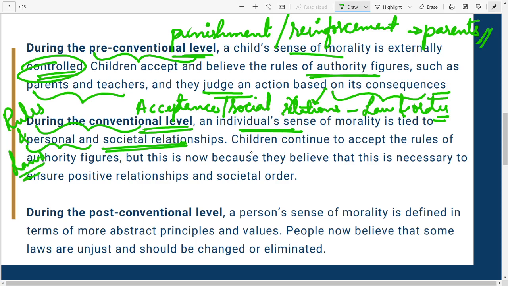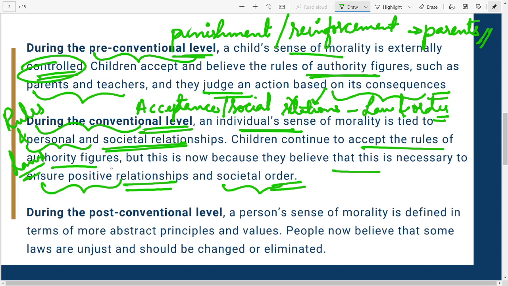So children, if there are children in this stage, they continue to accept the rules of authority figures, but this is now because they believe that it is necessary to ensure positive relationships. यहाँ क्यों rules follow कर रहे हैं? क्योंकि आपको सबके साथ positive अच्छे relations चाहिए, चाहे वो self acceptance, from other people, whether it is acceptance from other people or whether it is societal order, law and order, कि आप पूरे rules laws follow करें, and that you are a model citizen.